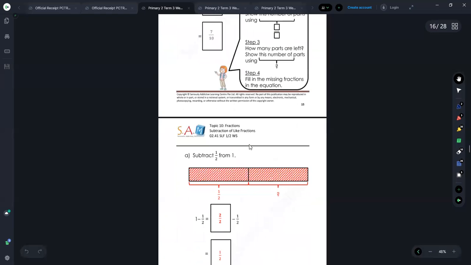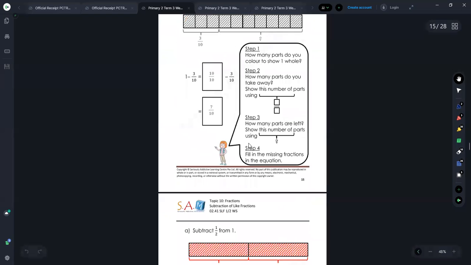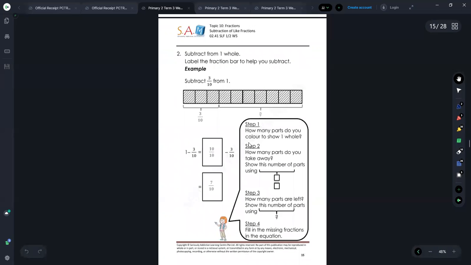So this is bar model drawing. They have to draw a bar model. Here they have to label it. So I would suggest that you do the question on page 15. Show them how to do it.